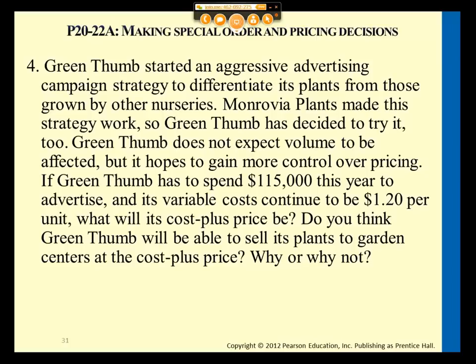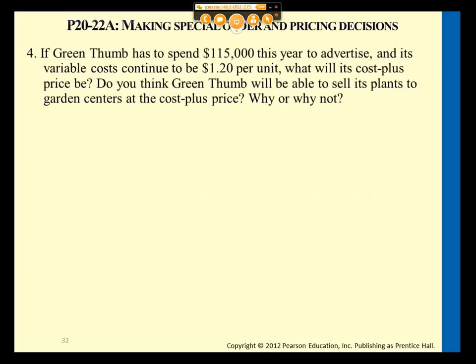What does it mean, cost plus price? We're thinking of it as price setters, right? Do you think they will be able to sell plants to garden centers at that price? Why yes and why not? So let's think. How do we approach this? So what is our current fixed cost? Any ideas? How do we approach this?